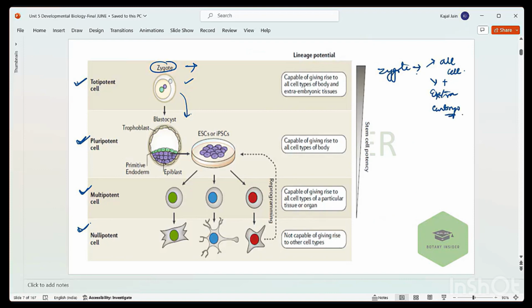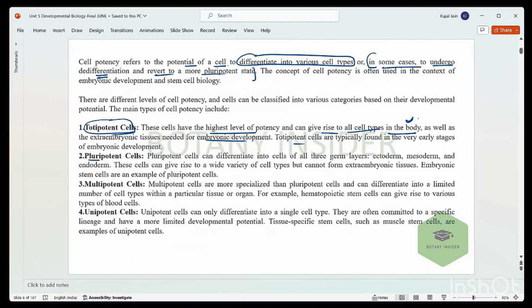Right? What is a pluripotent cell? Which can give rise to all the cell types but not your embryonic cells. Pluripotent is what? It can also give rise to all the cell types, but it will not be able to give rise to the embryonic cells. So what is a pluripotent cell?